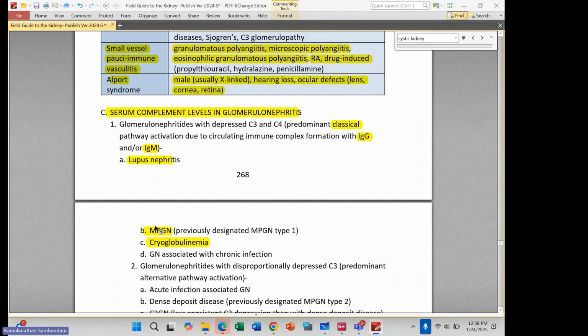Cryoglobulinemia is often a part of MPGN. We'll talk more about that when we talk about MPGN. And then when I have a chronic infection, a classic being bacterial endocarditis, that too might predictably generate immune complexes rich with IgG and IgM, and then therefore depress C3 and C4.